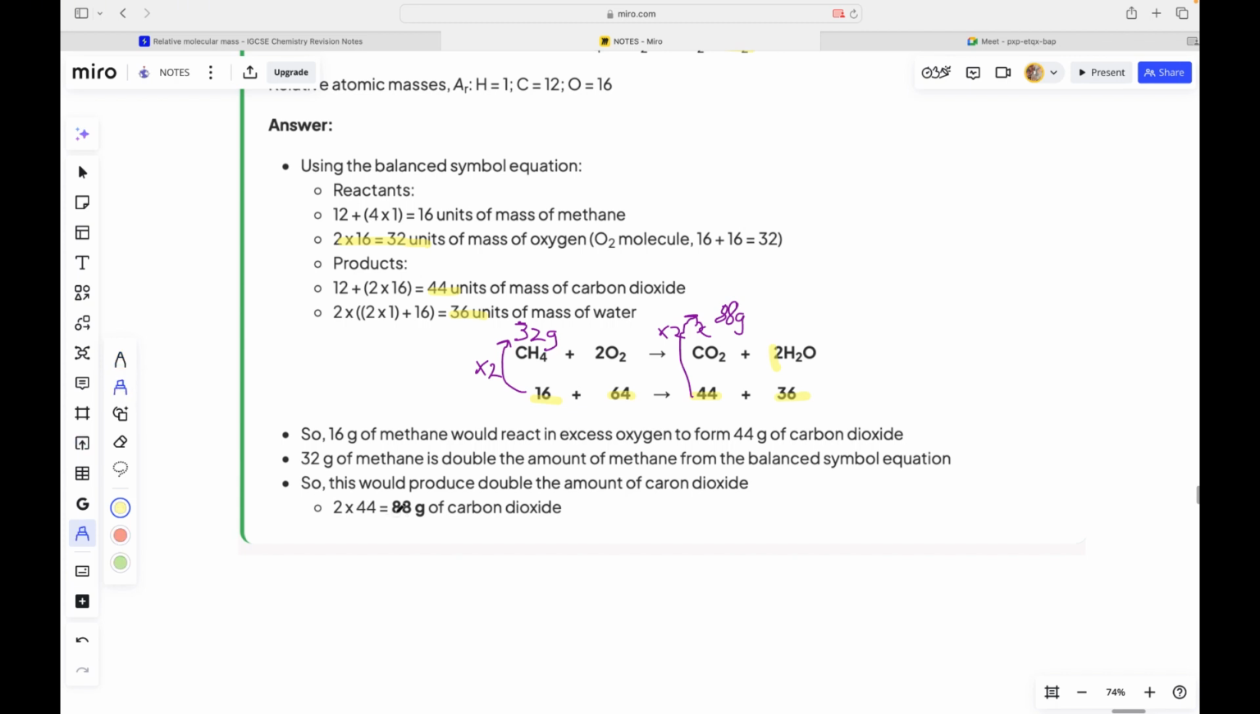So this is how we got this 88 here. 88 grams will be produced. Because when we did the equation, 16 was producing 44. So therefore, 32 will produce what? 88. Because you double this, you multiply this by 2, you must also multiply here by 2.